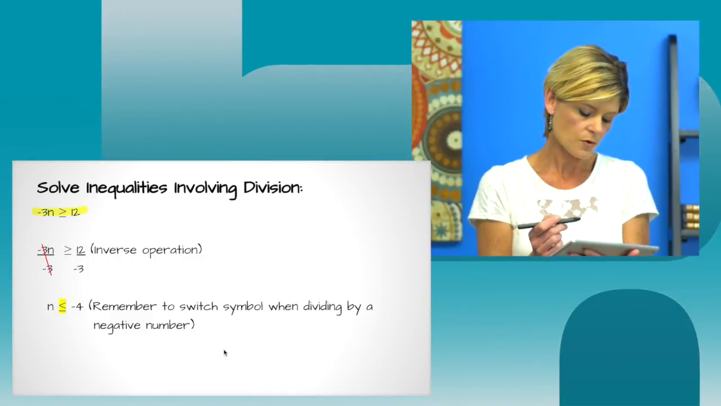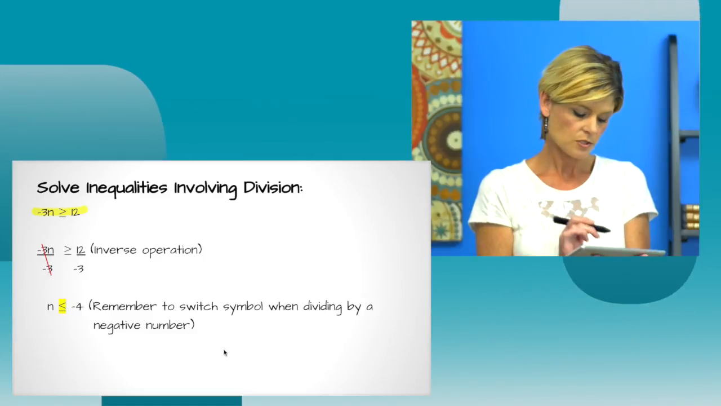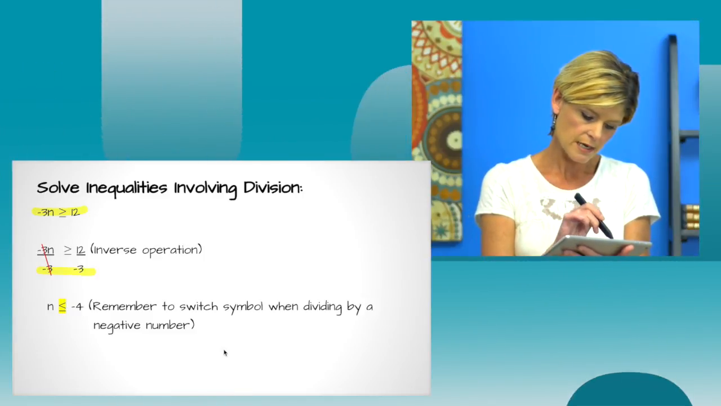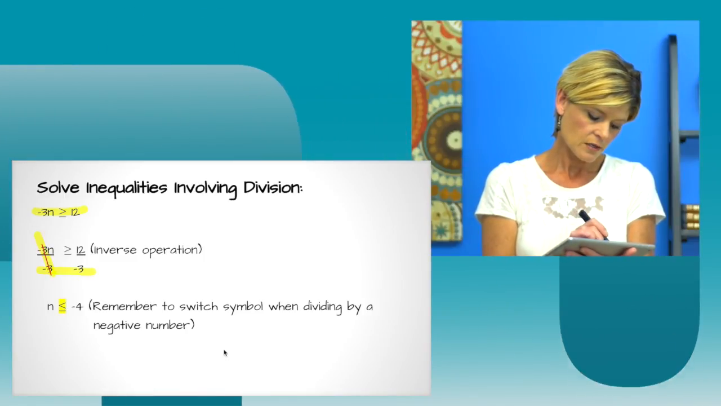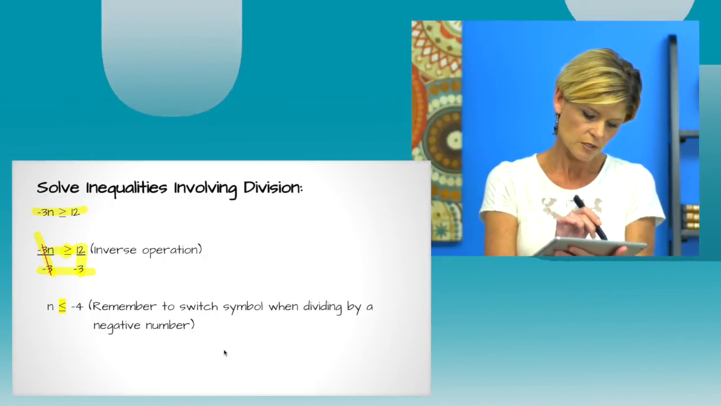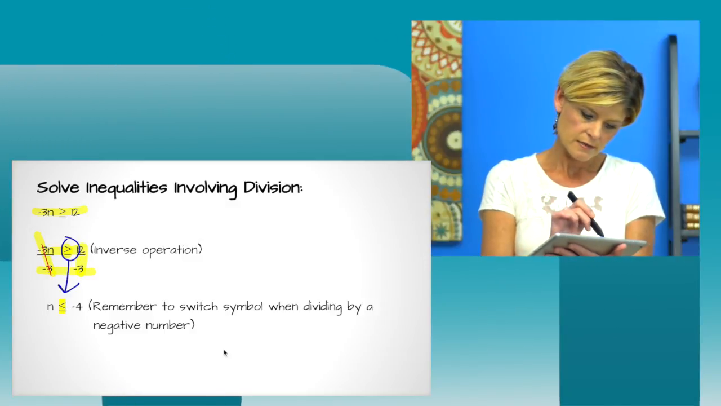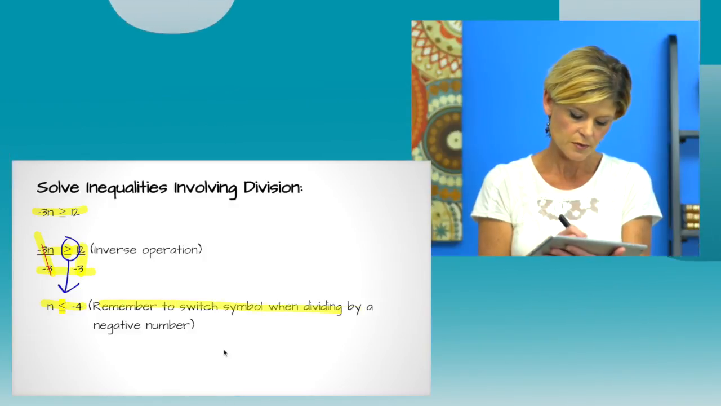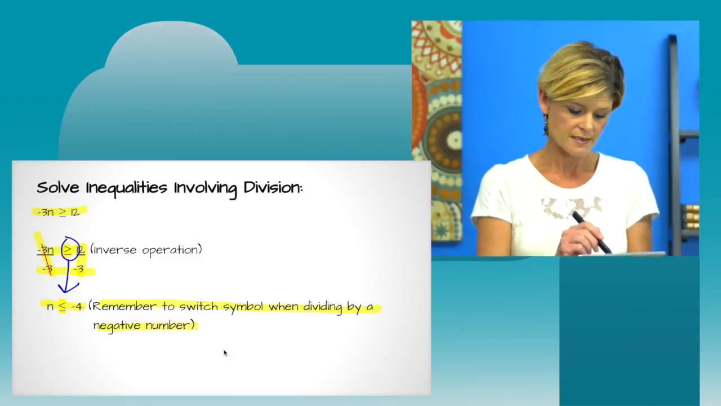All right, let's do a problem with inequalities that involve division. -3n is greater than or equal to 12. The opposite of multiplication is division, so we're going to divide both sides by -3. The 3's cancel out, as I've done here, and I have n is greater than or equal to -3. But I forgot, I've got to switch this symbol. And that is correct. n is less than or equal to -4. And once again, I just want to remind you, always switch the symbol when you're multiplying or dividing by a negative number.